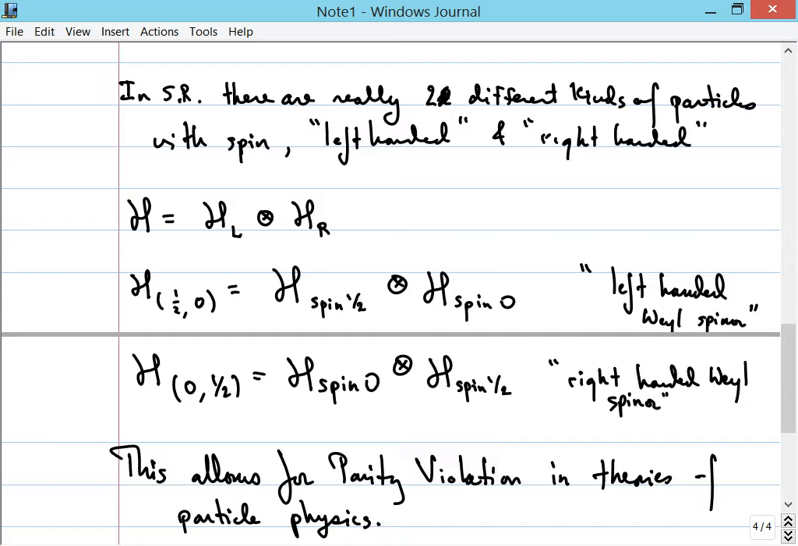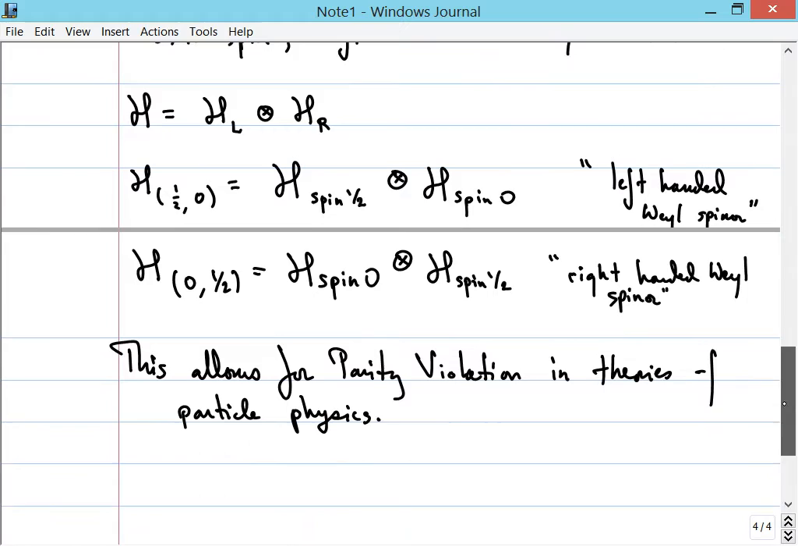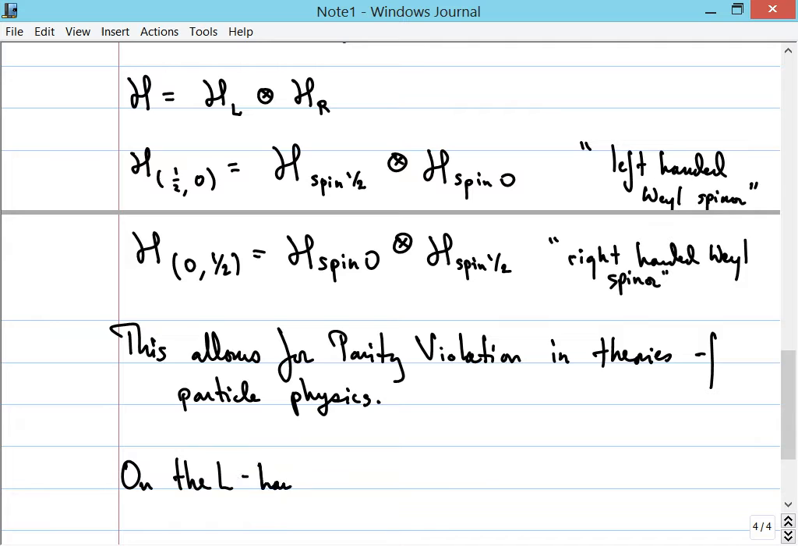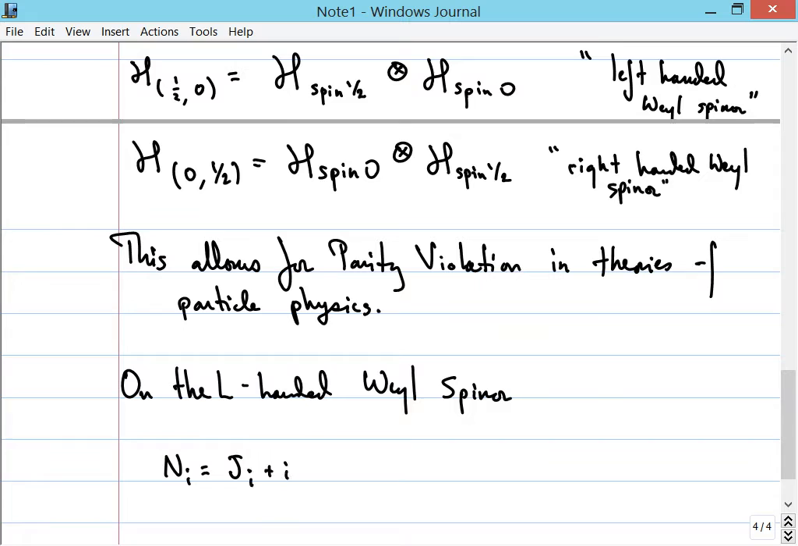to tell you exactly how Lorentz transformations act on these Hilbert spaces. So for example, on the Hilbert space of the left-handed Weyl spinor, I, which is J_i plus i K_i, is represented by a Pauli matrix as usual. And I dagger is just represented by the trivial matrix, 1.